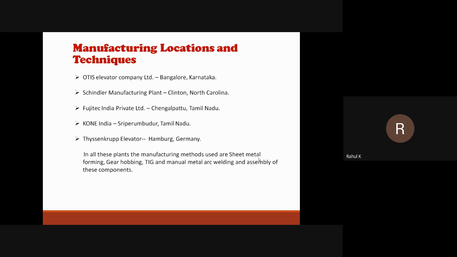That's the basis for the pricing. The process involved in manufacturing these escalators is constant throughout the industry, because we can't diversify the manufacturing based on any particular company. Some of these processes are sheet metal forming, gear hobbing, TIG and manual metal arc welding, and assembly. These are the basic steps for any escalator manufacturing technique.